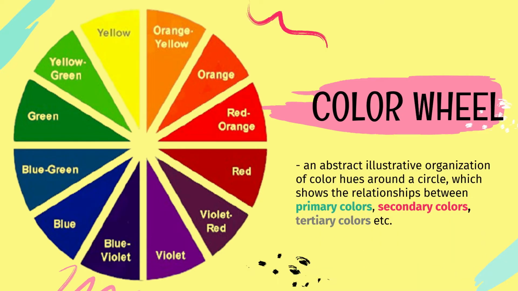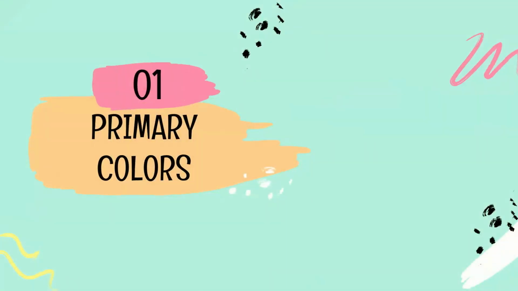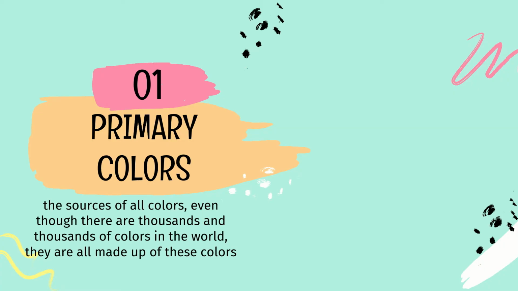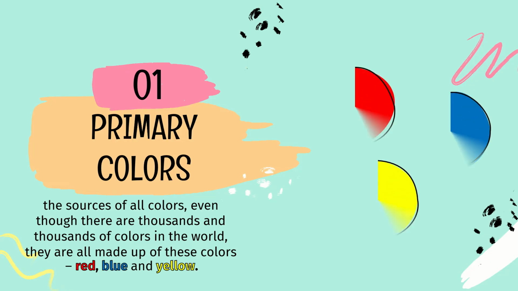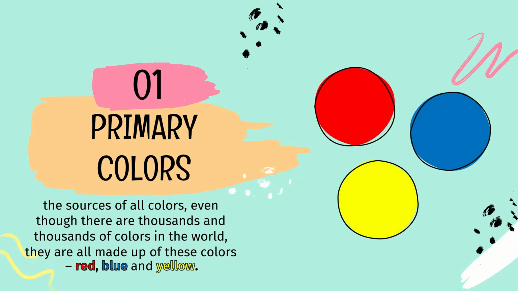Color wheel. It is an abstract illustrative organization of color use around a circle which shows the relationship between primary colors, secondary colors, tertiary colors, and so on. First is the primary colors. They are the sources of all colors. Even though there are thousands and thousands of colors in the world, they are all made up of these colors: red, blue, and yellow.